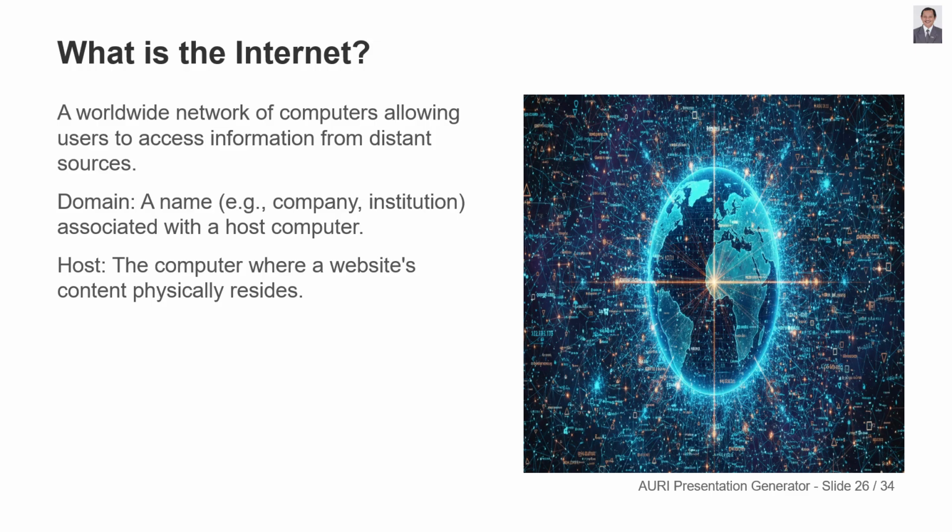The Internet is a worldwide network of computers, allowing users to access and exchange information from distant sources. When you visit a website, you use a domain name, like google.com. This domain name is linked to a host, which is the computer where the website's content is stored. The host delivers the website content to your browser when requested.